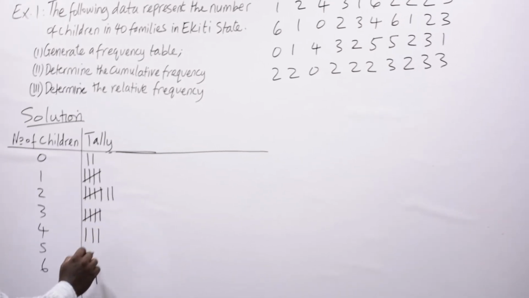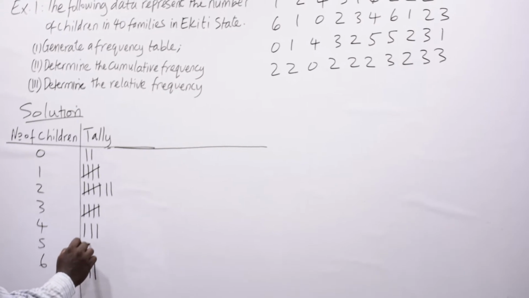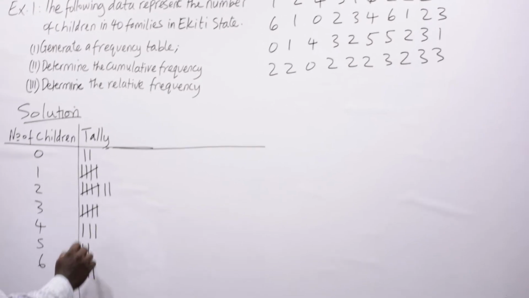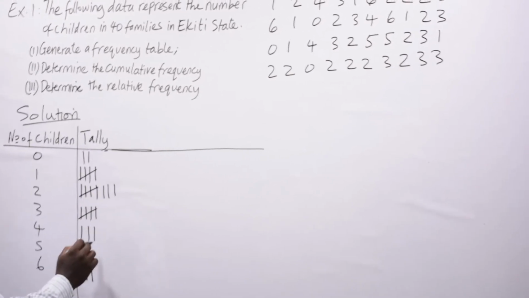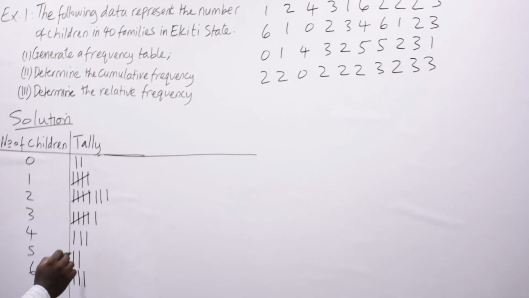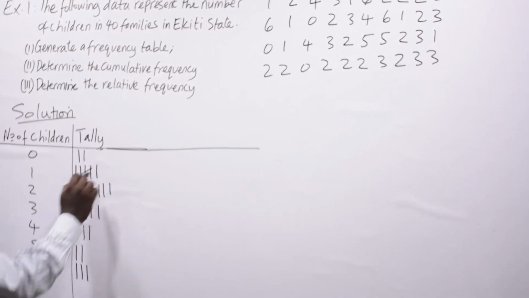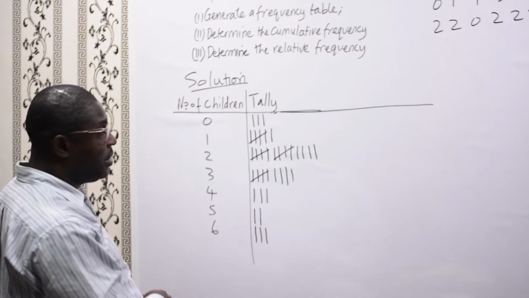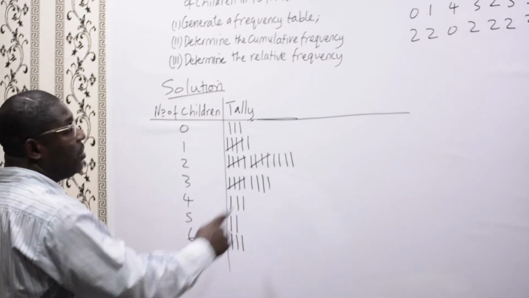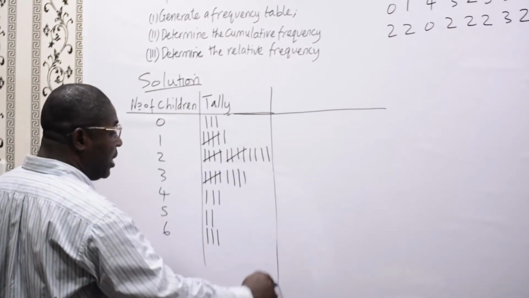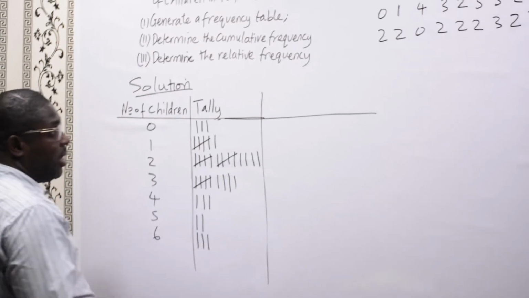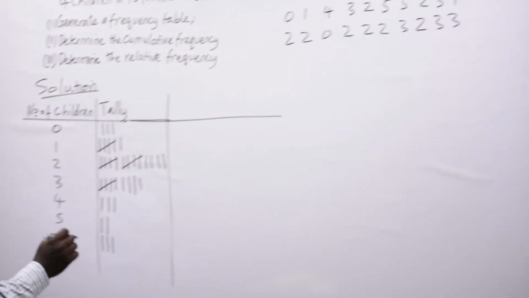Then we have 5. We have 5 again. Then we have 2 coming up again. Then 3 is appearing. And then 1 is coming up. This is the tally that we have. So now let's add up our tally to see if it totals 40.